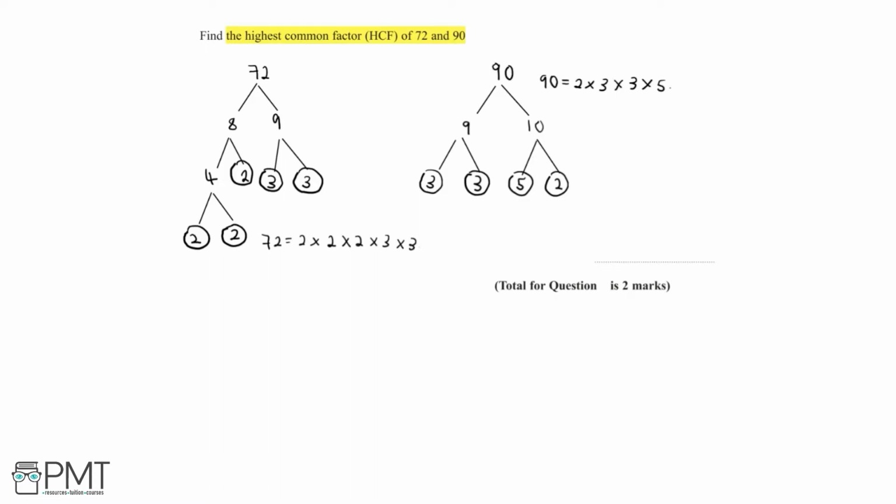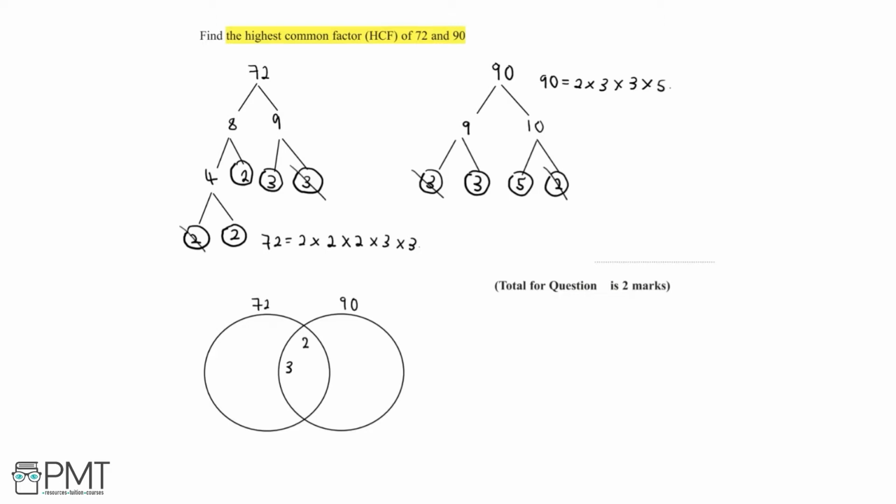Now to find the highest common factor, we can use a Venn diagram. And in this Venn diagram, we're going to put the prime factors of 72 and 90, and their common prime factors will go in the intersection. Now a prime factor of 72 is 2, and there's also a prime factor of 2 in 90. So if this is a common factor, we can put this in the intersection on our Venn diagram. Now another prime factor of 72 is 3, which also exists in 90. This is another shared factor, so we can put this in the intersection.